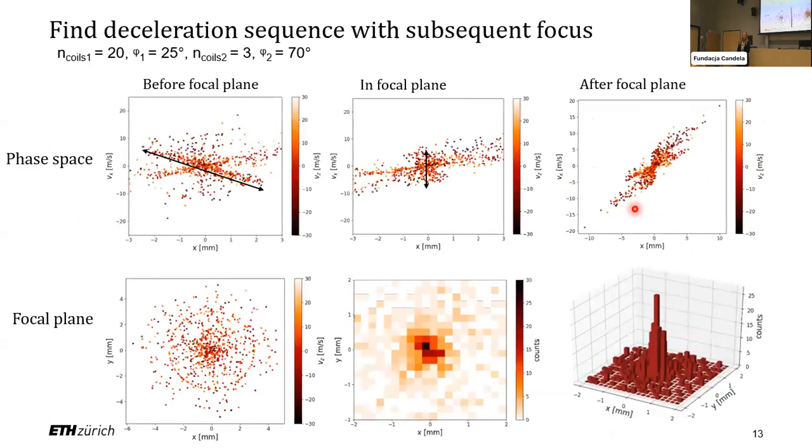Okay, so we tried to figure out with a Monte Carlo simulation if this is possible. So we simulated a sample of atoms that are going through the decelerator. And just after the deceleration process, using this sequence, we actually managed to find such a negative slope in the phase-space diagram, which in the focal plane then looks like this. And after the focal plane, it will just evolve further as a sort of elongation of the phase-space diagram. And this is a cross-section of how our atomic beam looks in the focal plane.